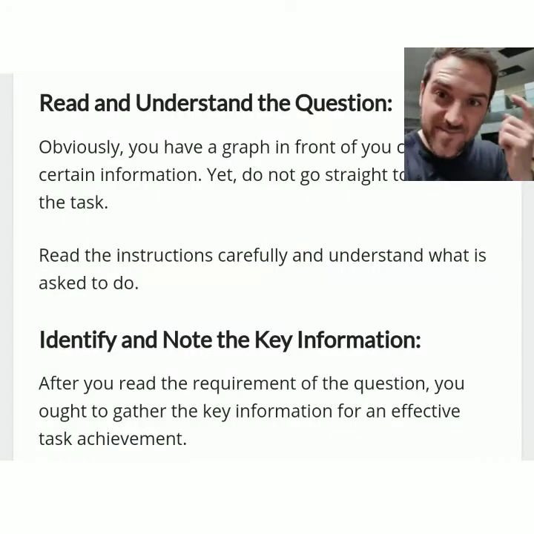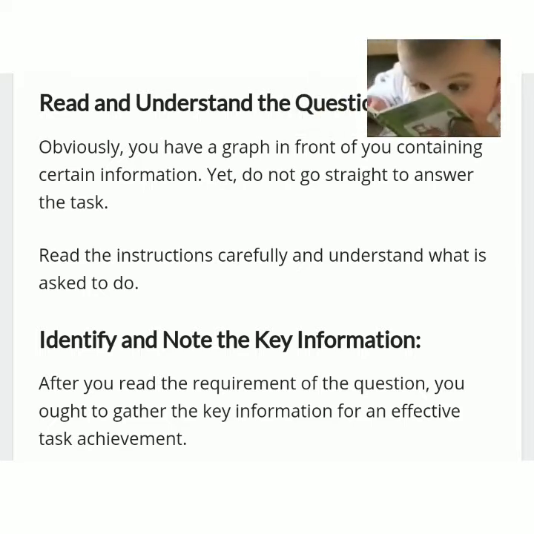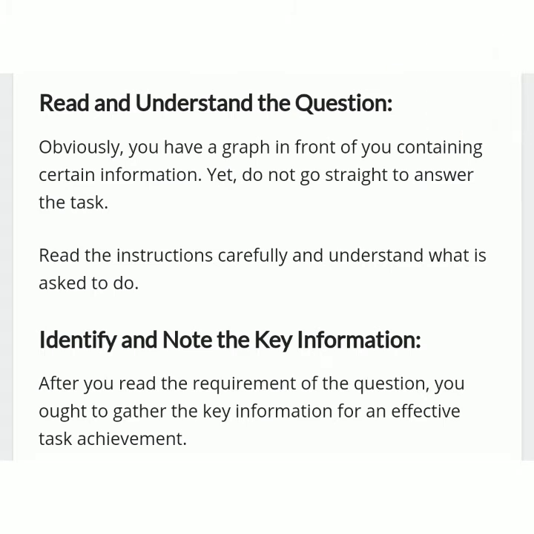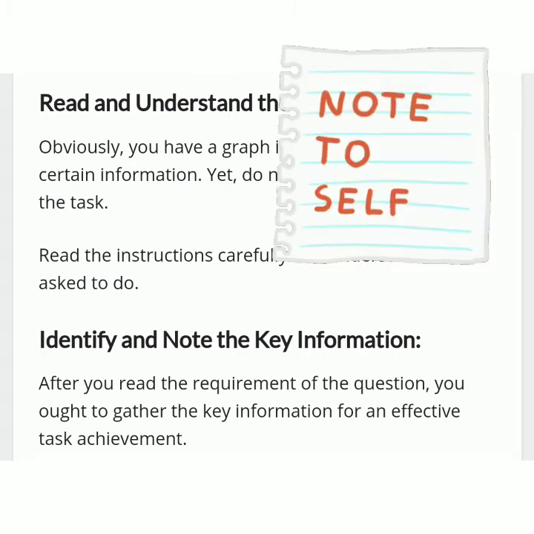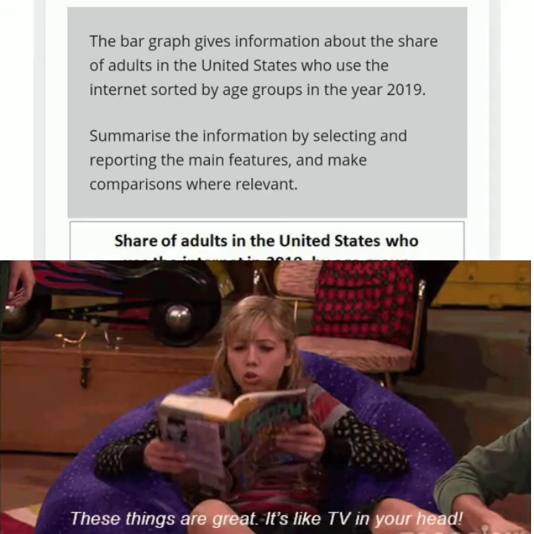First of all, read and understand the question. Obviously, you have a graph in front of you containing certain information, yet do not go straight to answer the task. Read the instructions carefully and understand what is asked to do. Next, identify and note the key information. After you read the requirement of the question, you ought to gather the key information for an effective task achievement.